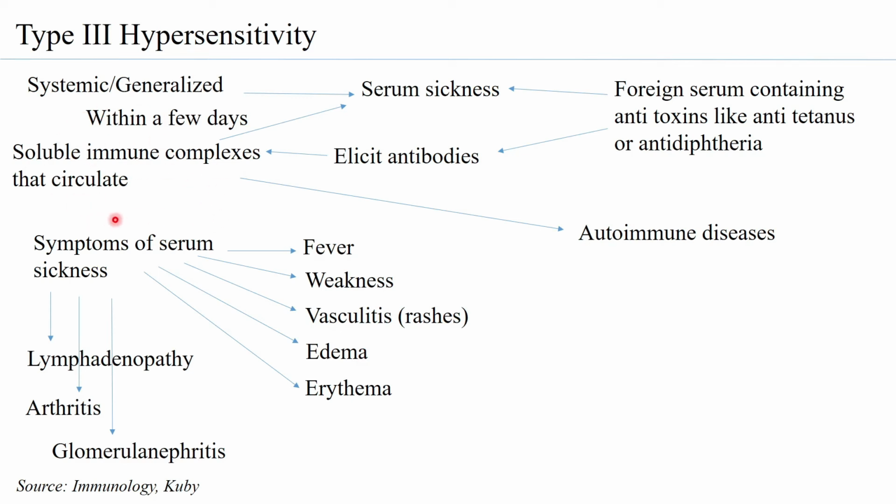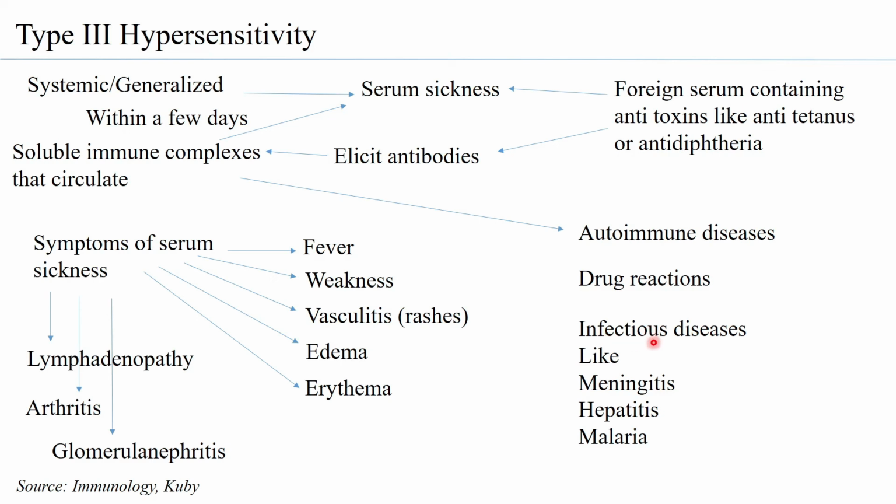Such soluble immune complexes can also be circulating in certain autoimmune diseases. Drug reactions can also lead to this, so the antibodies can bind to the drugs and form an insoluble complex, and so you can have a similar reaction. Or you can have infectious diseases like meningitis, hepatitis, malaria, these being responsible for forming the soluble immune complexes.